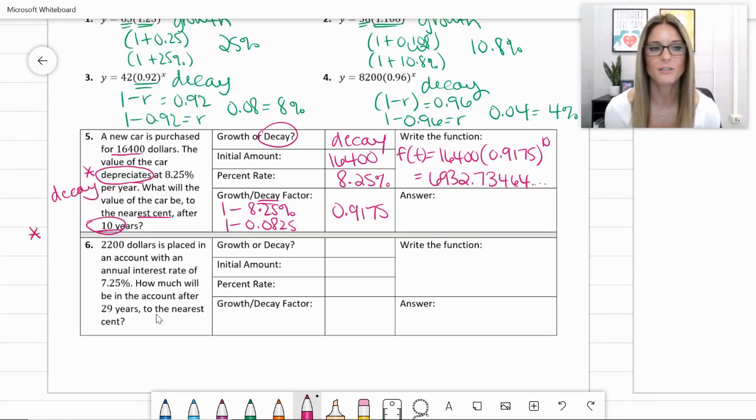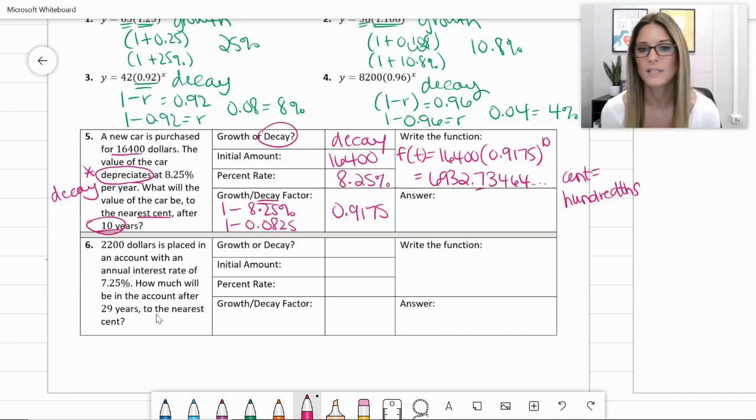Something else I want to make sure you know, when you have a question that's asking rounding to the nearest cent, that is the hundredths place. That is 2 decimal places. So 7.3 is in the hundredths place. That would be to the nearest cent. So I look at the 4 to tell me how to round. Our car is worth $6,932.73.